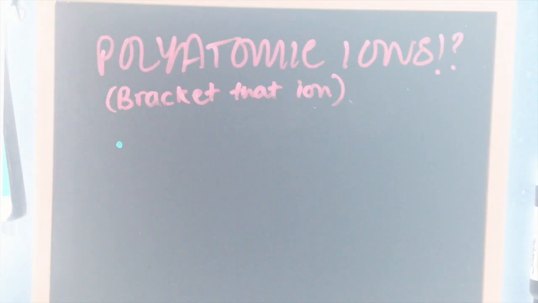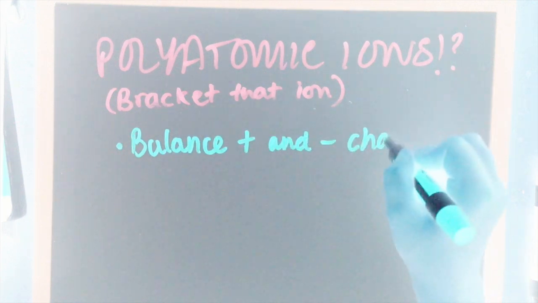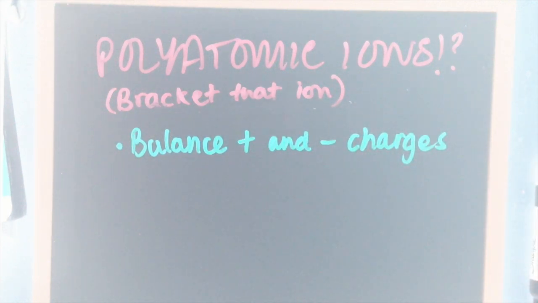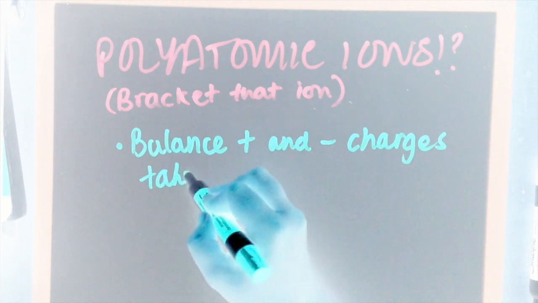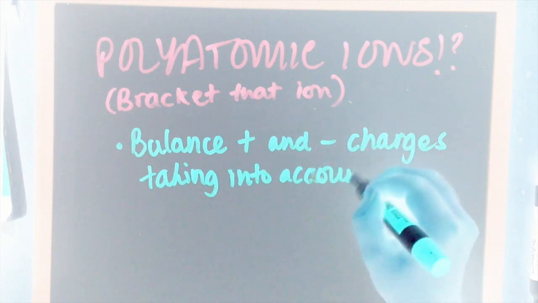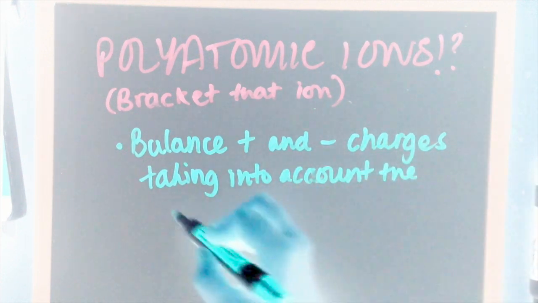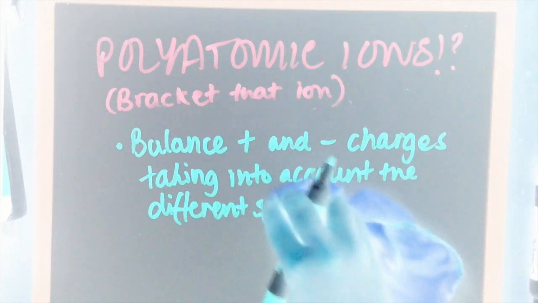Putting polyatomic ions into ionic compounds isn't difficult either, you just have to bracket it. Just remember that working out the compound is simply balancing the positive and negative charges, taking into account each different charge, because this will affect the subscript, which is the number beneath every element.